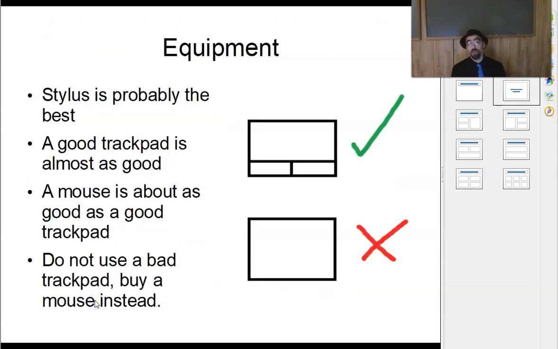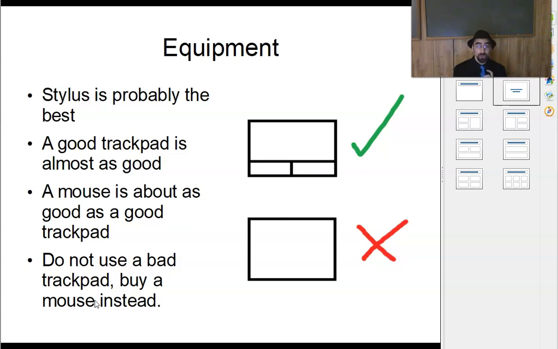So let's first start with the equipment. A stylus is probably the best. I'll mention that I don't actually use a stylus, but students of mine that use them have a lot of success with them. I find I don't actually need a stylus, but I am considering getting one. But if you don't have your iPad or whatever tablet with a stylus, right, and you need to just use your regular old laptop, I found a good trackpad hardly limits your dexterity at all.